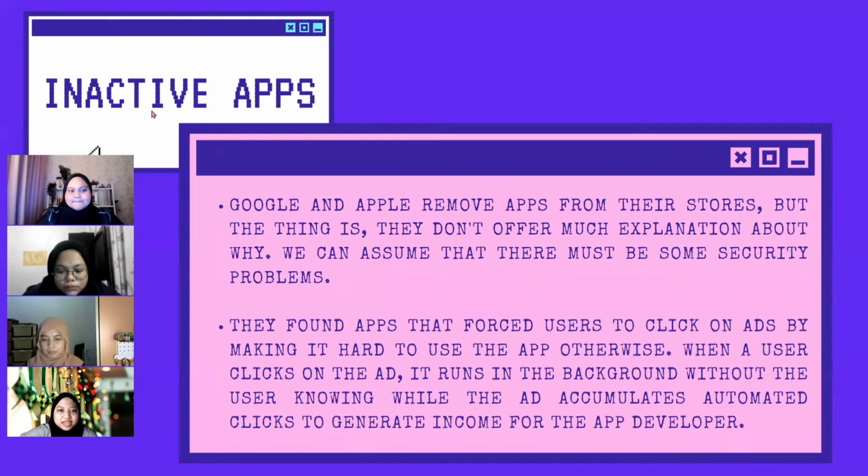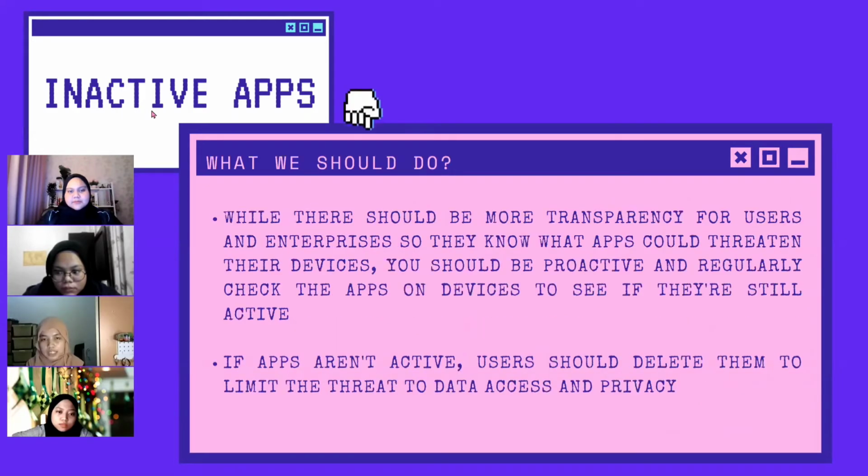So next is inactive apps. For inactive apps, Google and Apple remove apps from their stores. But the thing is, they don't offer much explanation about why. We can assume that there must be some security problems. Then they found apps that force users to click on ads by making it hard to use the app. Otherwise, when the user clicks on the ad, it runs in the background without the user knowing, while the ad accumulates automated clicks to generate income for the app developer.